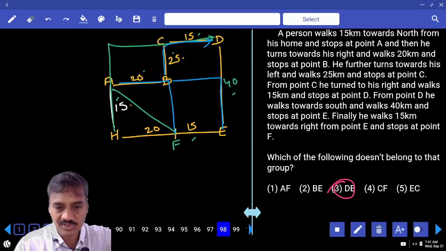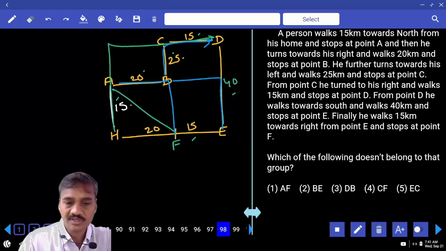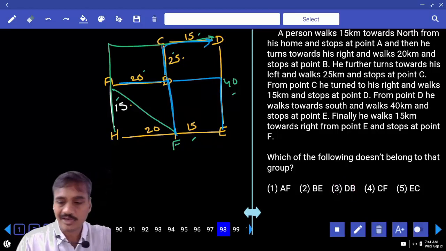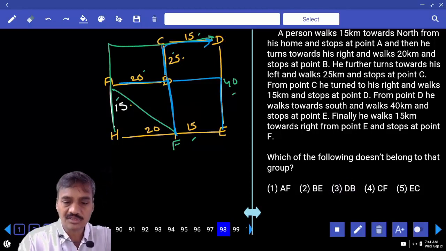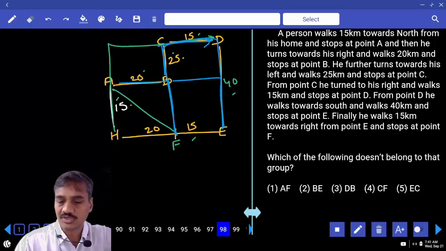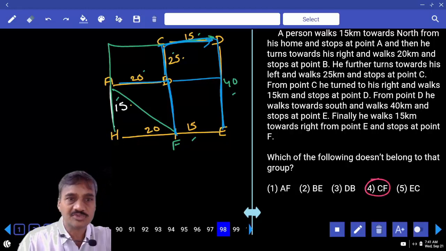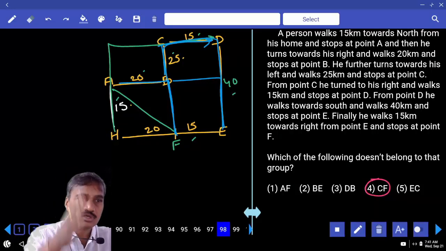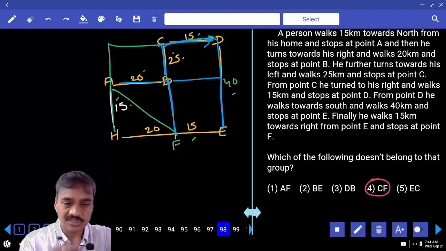C and F, they are in a vertical straight line. And E and C, they are again northwest. So what is your answer here? C and F. Except choice 4, the remaining are in a north and west or north and east. But here they are in a vertical straight line. So 98, and it is choice 4. And 99.